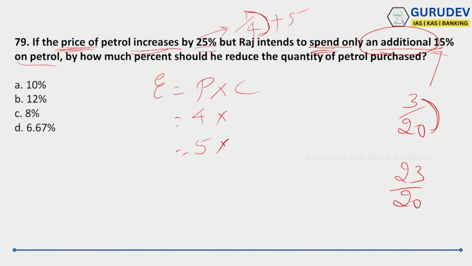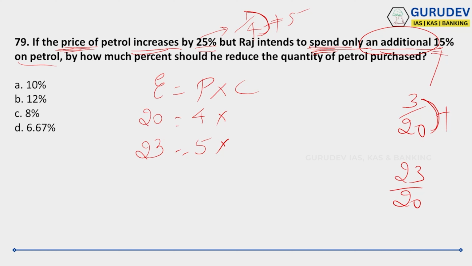Now, why did I add this? Because he said additional, and here he said increase. So both the meanings are the same. Now, he spends is nothing but the expenditure. So before it was 20, now it is 15% additional. That is nothing but 20 was before, now it is 23.